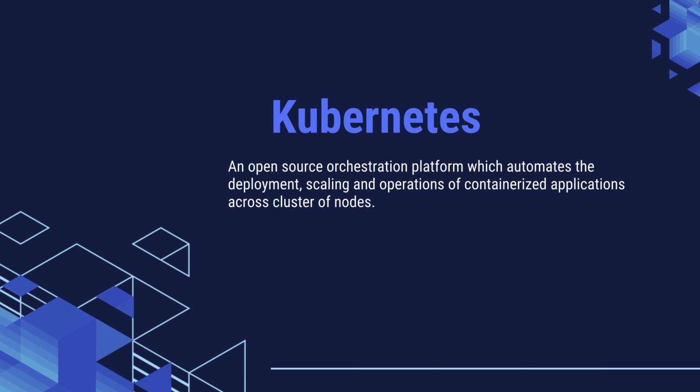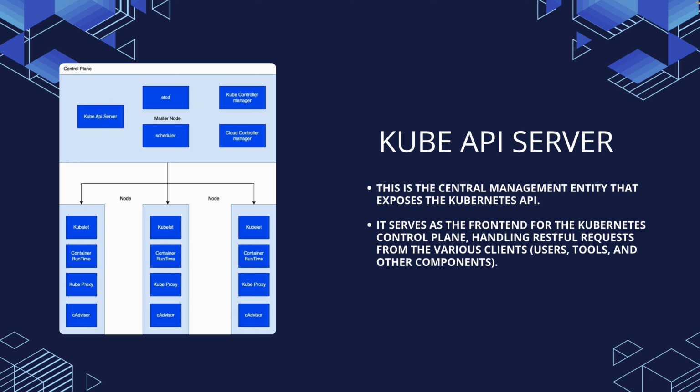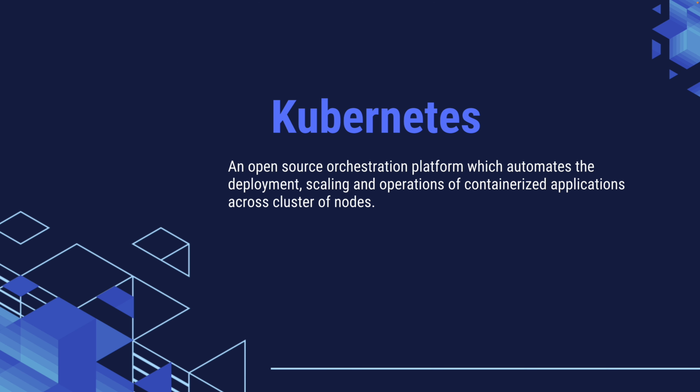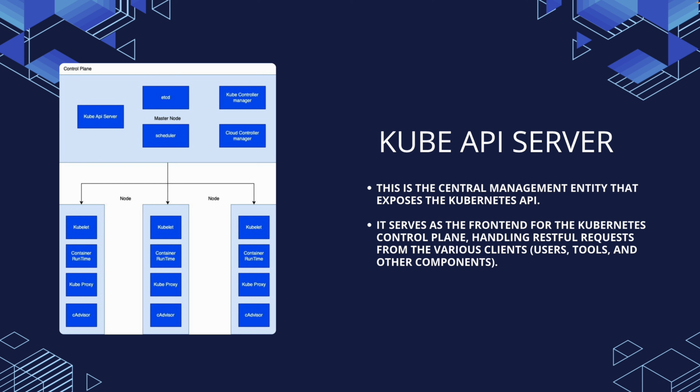So let's first talk about what Kubernetes actually is. It is an open source container orchestration platform that automates the deployment, scaling, and operation of application containers across a cluster of nodes or across a pool of nodes. Now, broadly, the Kubernetes architecture can be divided into two main components, one being the control plane and another being the node, as shown here in the diagram.